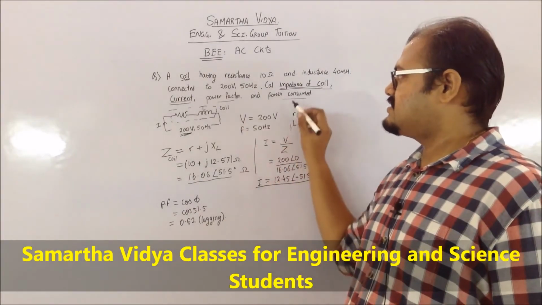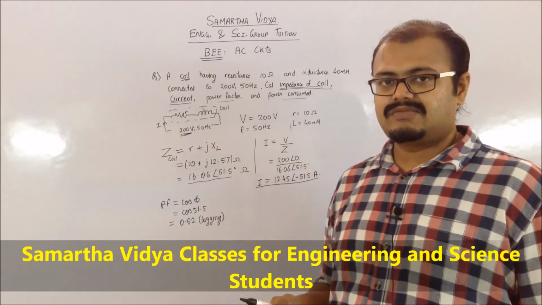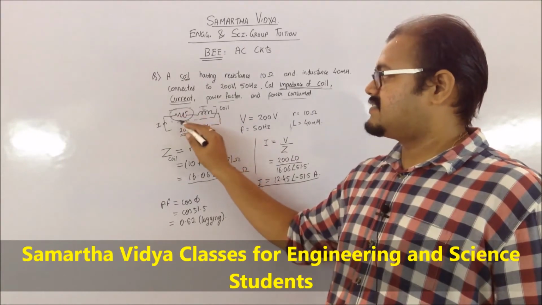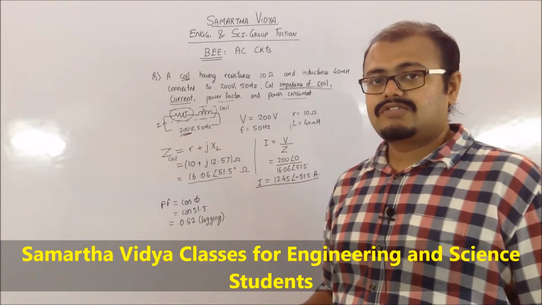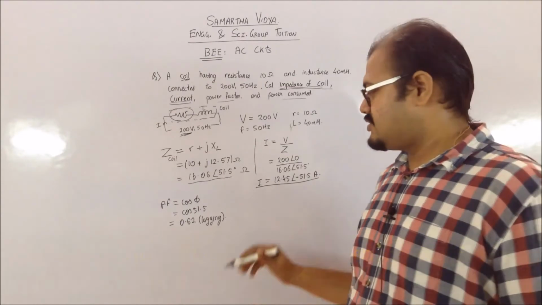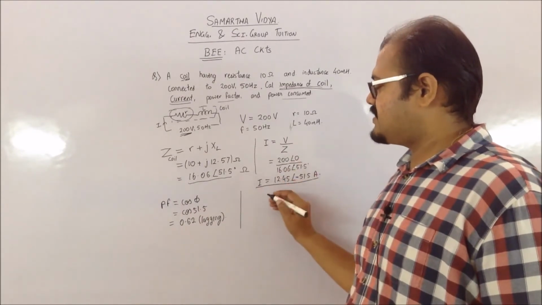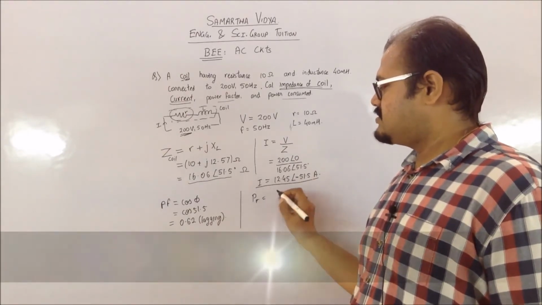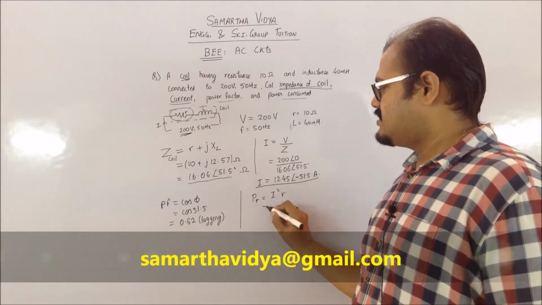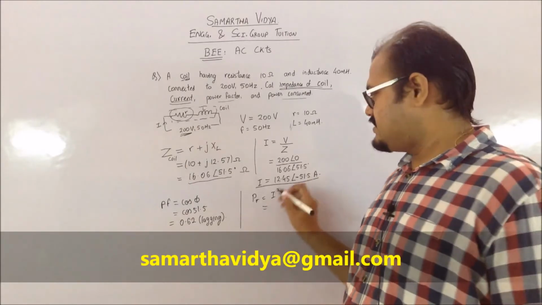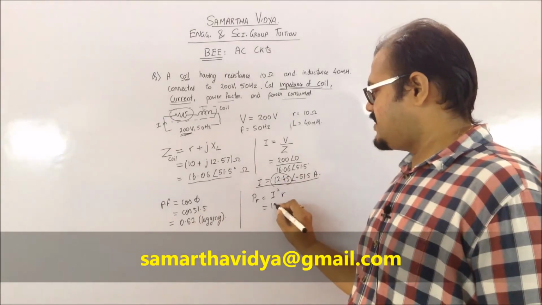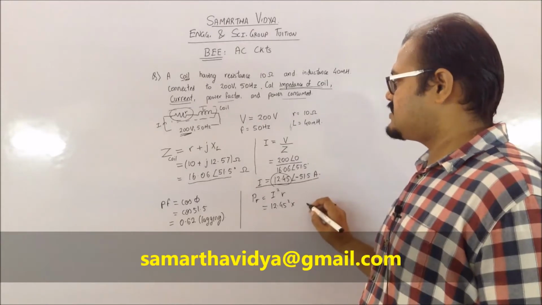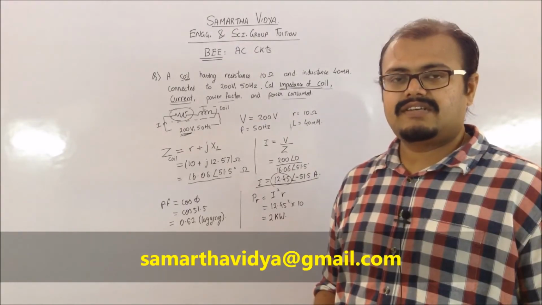Coming to the last one, which is the power consumed. The power consumed is going to be only because of the resistance present in the circuit. So the power consumed by the coil is going to be given by the power lost in the resistor. That is P_R equal to I squared R. In this case, you take only the magnitude part of I. So it's going to be 12.45 squared into the resistance R, which is given as 10. The power loss comes out to be 2 kilowatts.